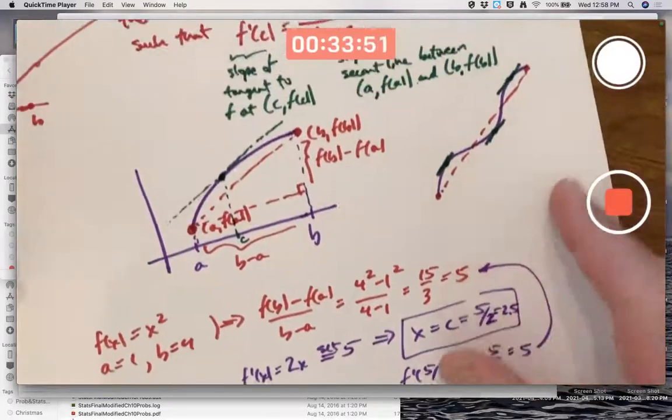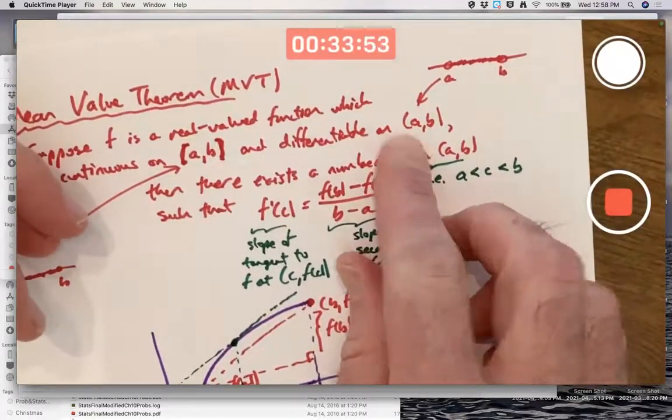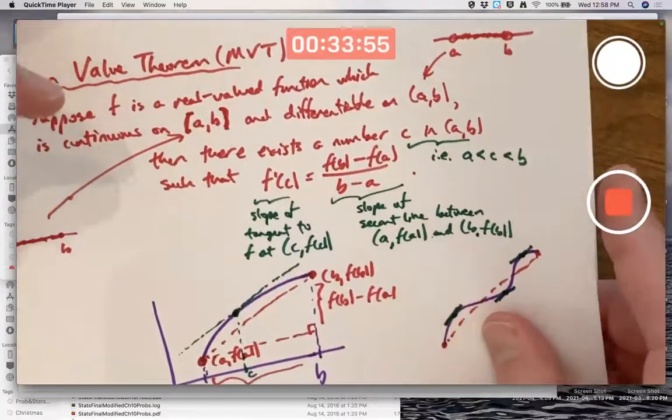I did want to also talk about why we have open interval here and closed interval there, but I think I'll save that for Friday.